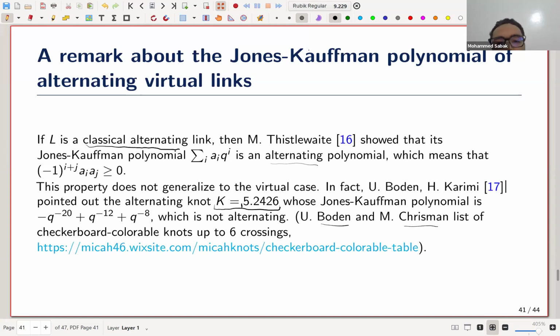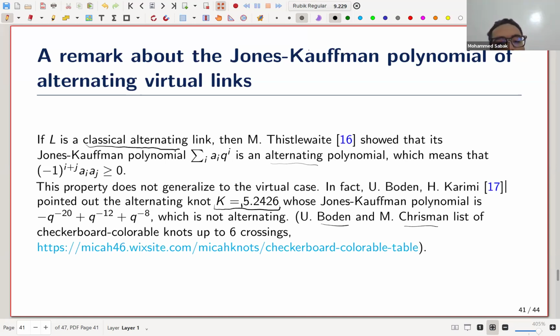I discuss this remark about the alternateness of the Jones polynomial because this new formulation of the Jones-Kauffman polynomial using the polynomial X actually gives an explanation of the phenomenon that the Jones-Kauffman polynomial of an alternating virtual link is not in general an alternating polynomial. So this is what I was explaining.